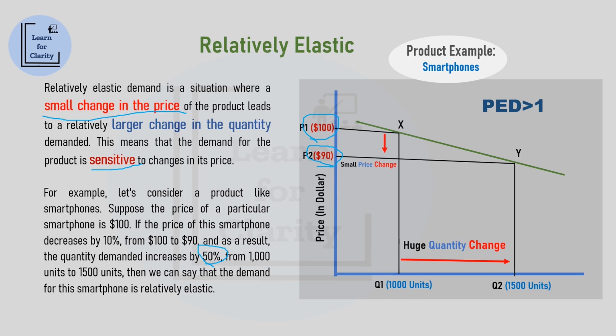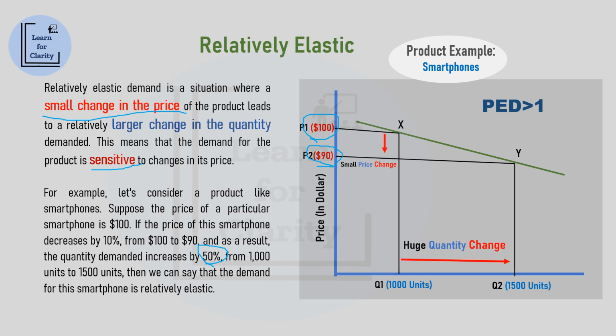relatively elastic. In this example, we can see that the percentage change in quantity demanded, plus 50%, is greater than the percentage change in price, minus 10%. This indicates that the demand for the smartphone is sensitive to changes in its price. Customers are likely to switch to other similar products or opt for an older model of the same product if the price of the new smartphone increases.